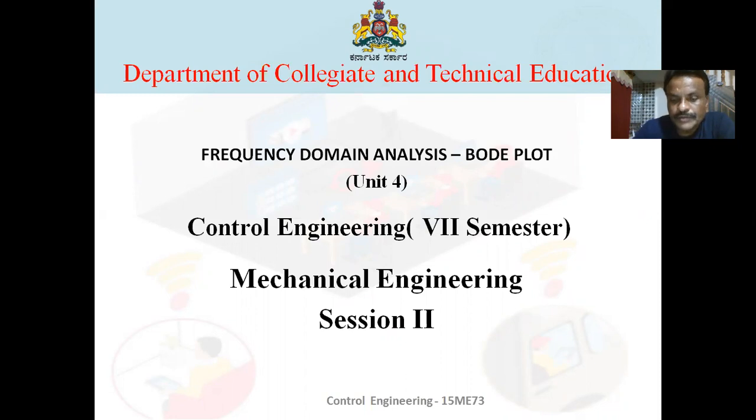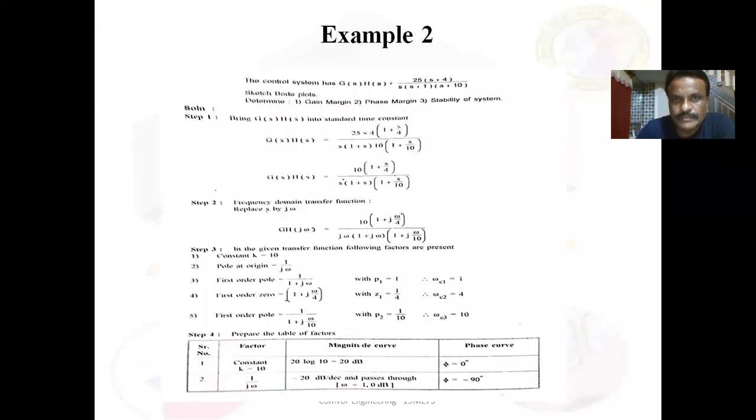In this video, we are going to discuss another worked example of Bode plot. The control system is G(s)H(s) = 25(s+4) / [s(s+1)(s+10)]. Sketch the Bode plot. Determine gain margin, phase margin, and stability of the system.